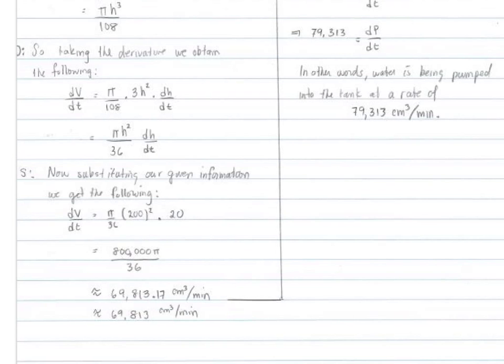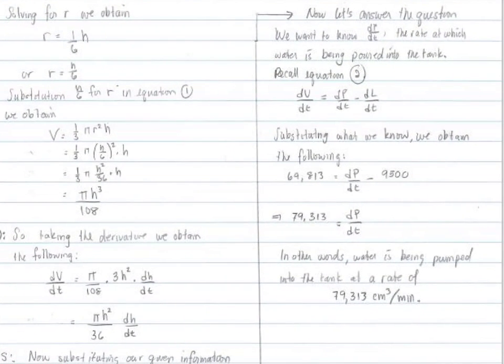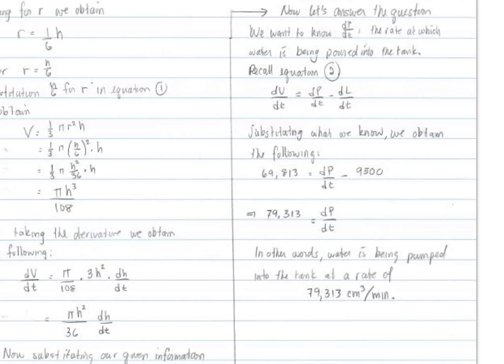Now, this is how much the volume in the tank is increasing, the rate at which it's increasing. That wasn't our question. Remember that what we wanted to answer was what's the rate of the water being poured in? But there's this relationship in equation 2. The rate at which the volume is increasing is equal to the rate of what's being poured in minus the rate of what's leaking out. Now we have numbers that we can substitute. We just found that the rate at which the volume of the water is increasing inside the tank is 69,813 centimeters cubed per minute.